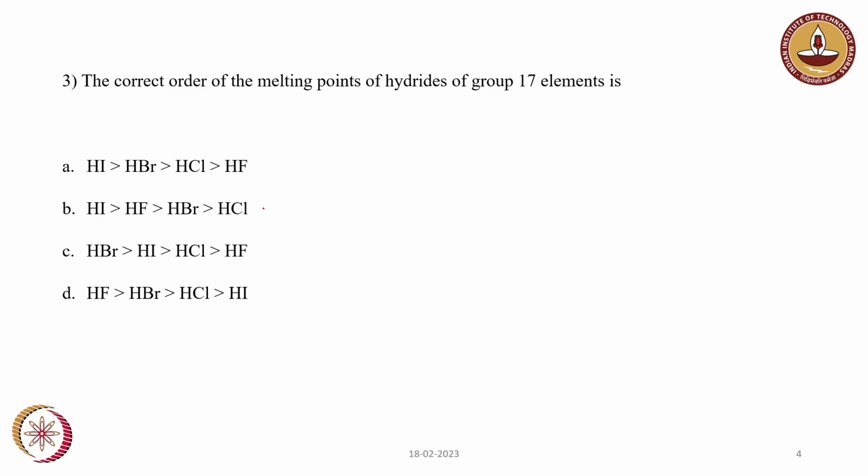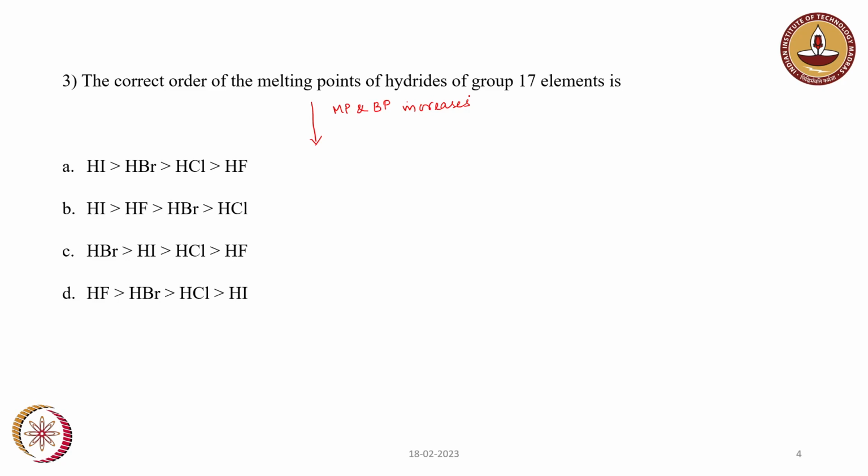So the periodic trend for melting points and boiling points of hydrides is they increase while moving down the group because of the increase in size of the molecules and increased interactions. That is, in the periodic table when we move down the group, melting point and boiling point increase.